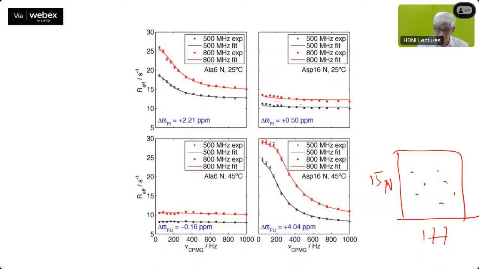This was not present at 25 degrees, exchange was not contributing. You see there is a significant contribution at this temperature. That means it was present here also, but small. If you increase the temperature, the exchange contribution is increased, and you will start seeing such a great decay. In this case, this is alanine 6 at 25 degrees and 45 degrees. There is no exchange, because you have already gone over to the fast exchange at high temperature. In that case, of course, it will not affect your line widths, and you see a flat region here.